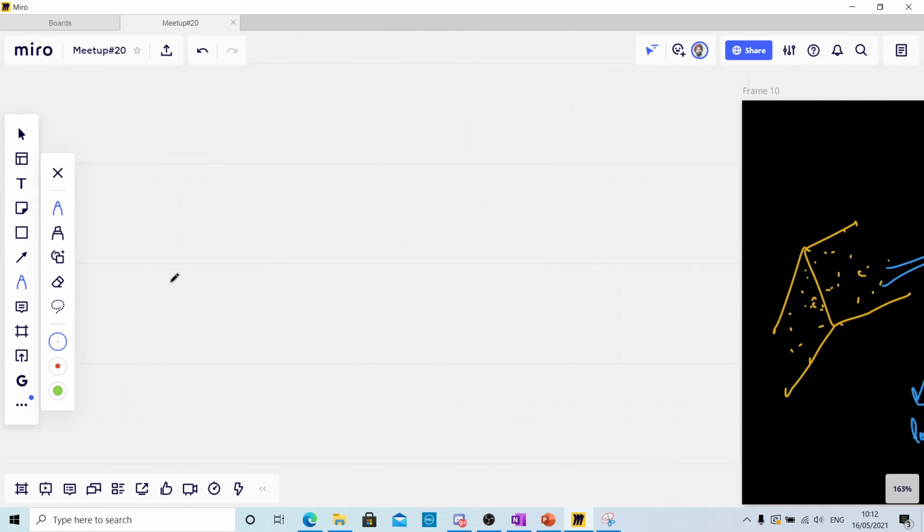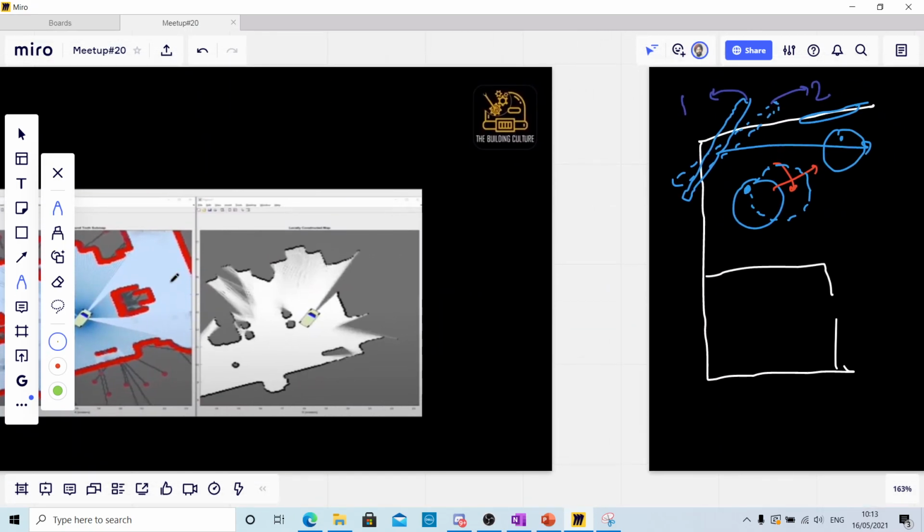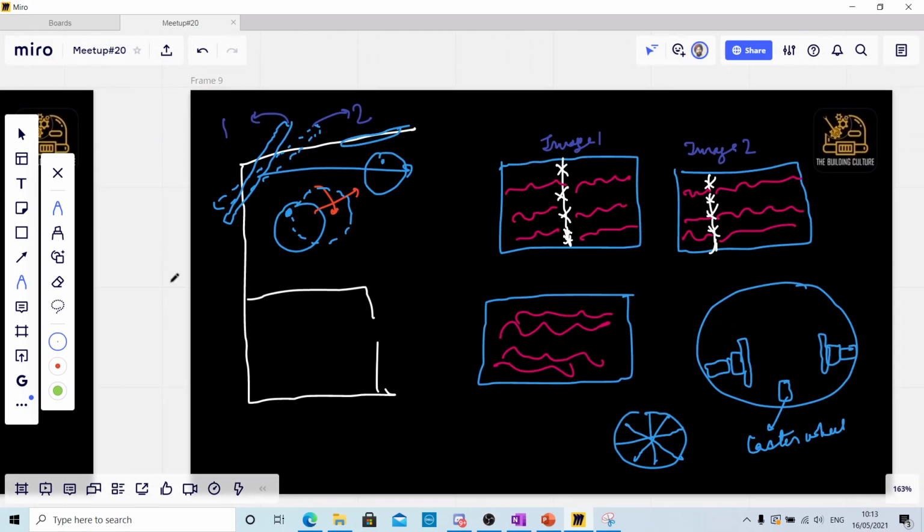The particle filter one. The pose graph, the other SLAM approach, right?